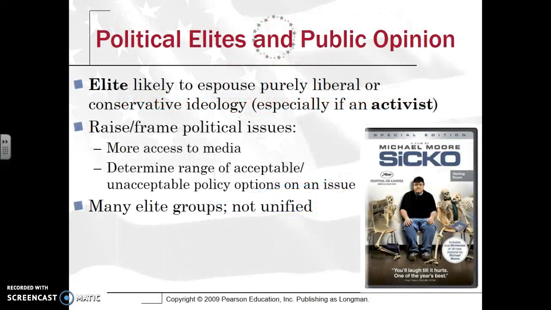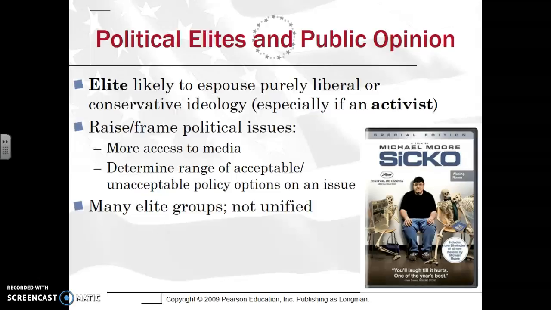So another thing you should be aware of are people known as political elites. And they are important because they can shape public opinion as well, especially when we talk about political activists who tend to be elites. A good example of this would be Michael Moore, if you're familiar with his documentaries, whether it be Fahrenheit 9/11 or the more recent one being Sicko. He has more access to the media. He has certainly wealthier means where he can shape people's thoughts.